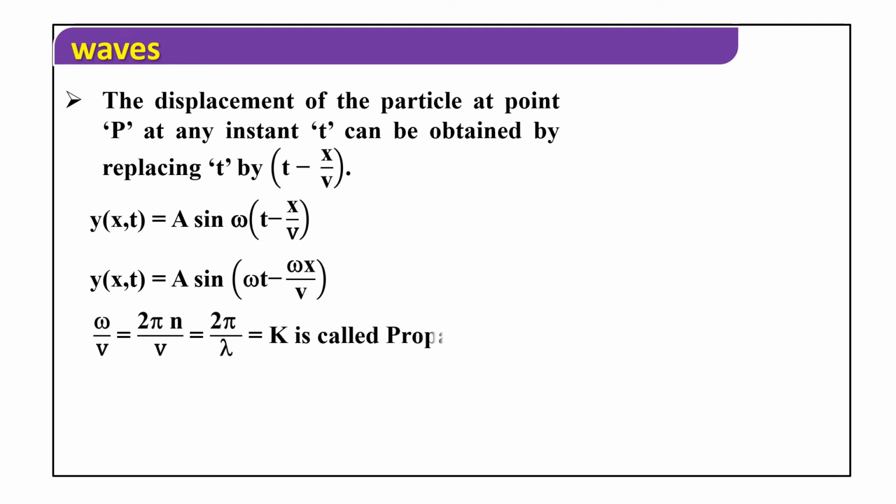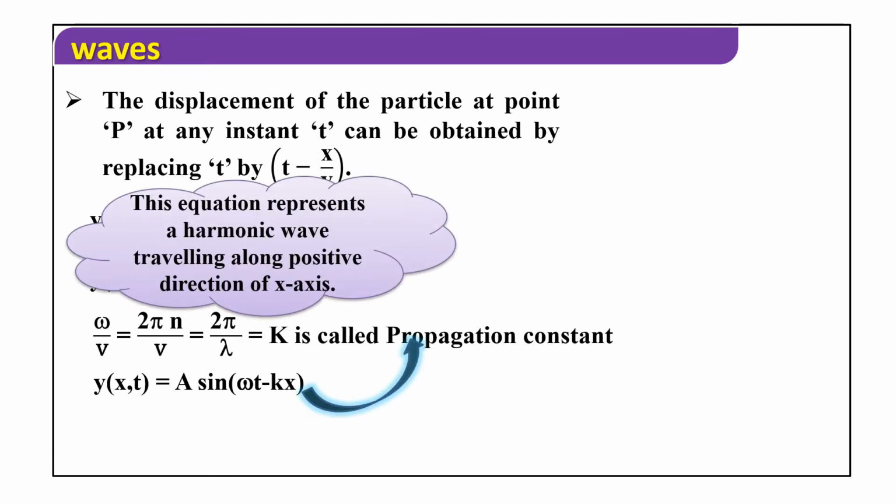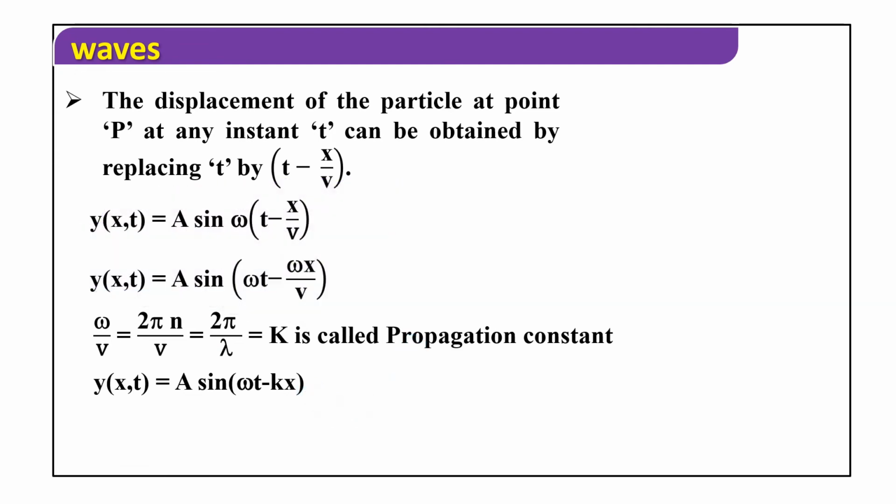So, omega by v is equal to 2 pi n by v, that equals 2 pi by lambda, that equals k. k is called propagation constant. So, y of x comma t is equal to a sin omega t minus kx. This equation represents a harmonic wave travelling along the positive direction of the x-axis, or y of x comma t is equal to a sin kx minus omega t.